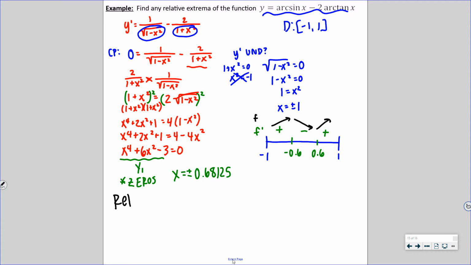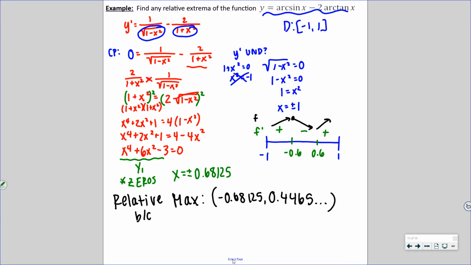So all we had left to do was state the relative max was here at negative 0.68125, and then I plugged that value into the original function, and I got this number, 0.4465. If they ask me for a point, or maybe they just ask me for the x value. Because f prime changes from positive to negative, that's why there's a max there.